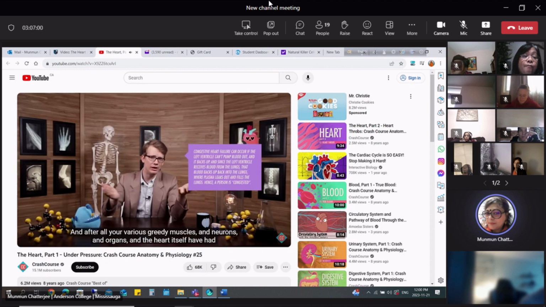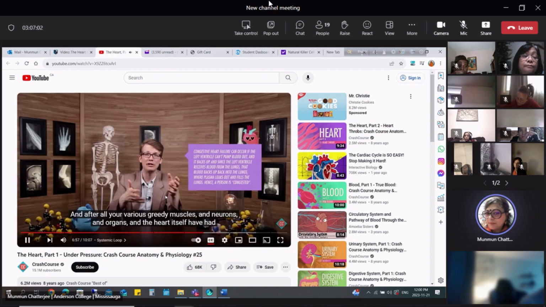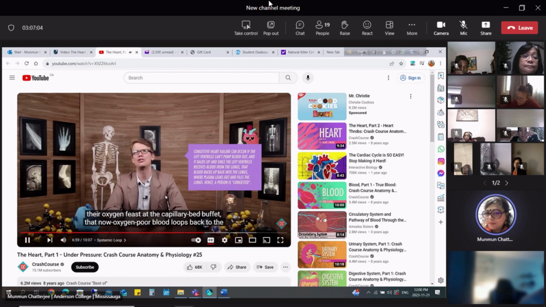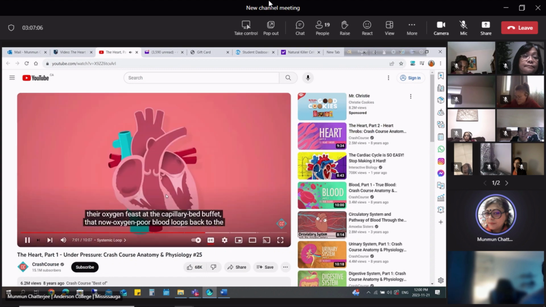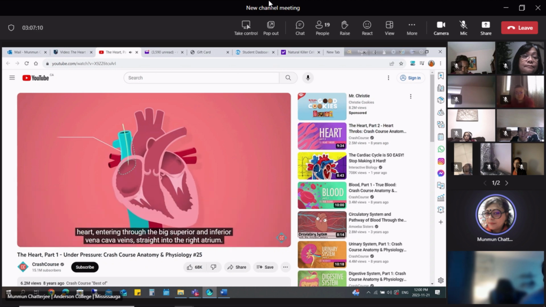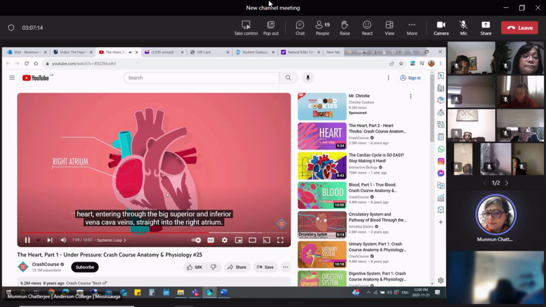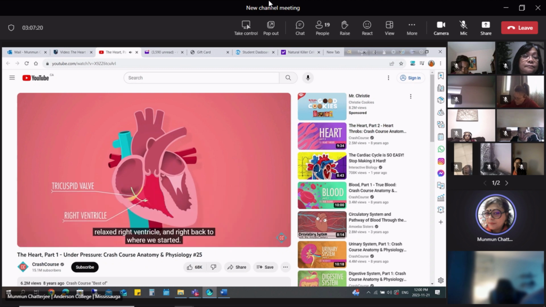And after all your various greedy muscles and neurons and organs and the heart itself have had their oxygen feast at the capillary bed buffet, that now oxygen-poor blood loops back to the heart, entering through the big superior and inferior vena cava veins straight into the right atrium. And when the right atrium contracts, the blood passes through the tricuspid valve into the relaxed right ventricle and right back to where we started.